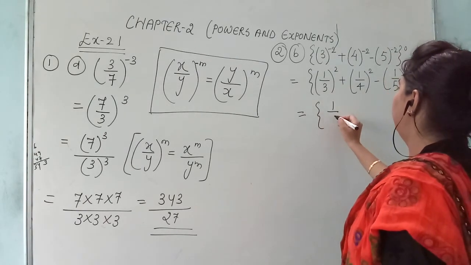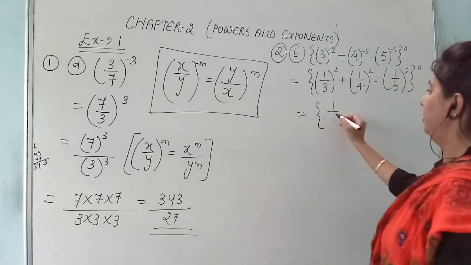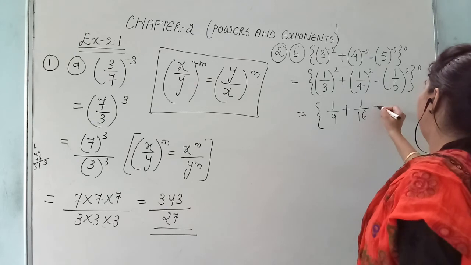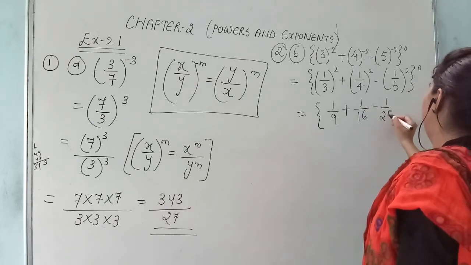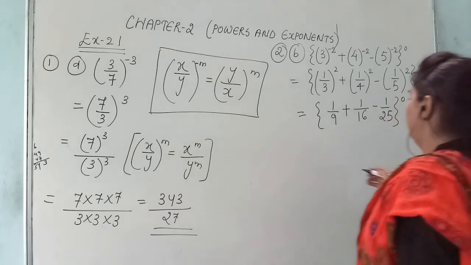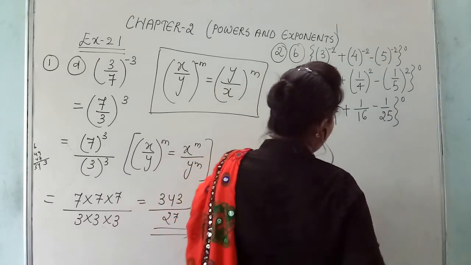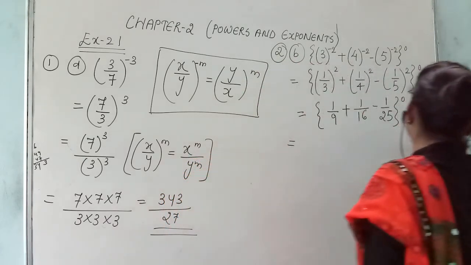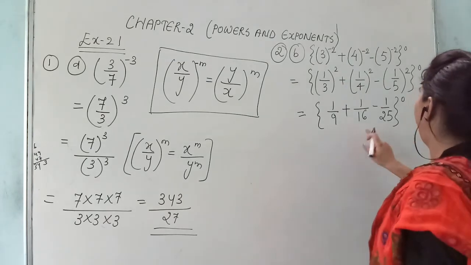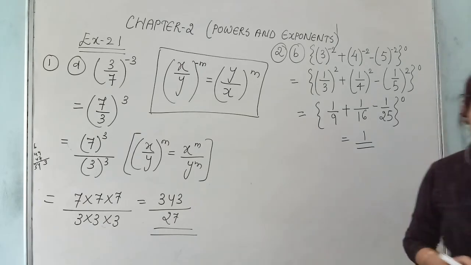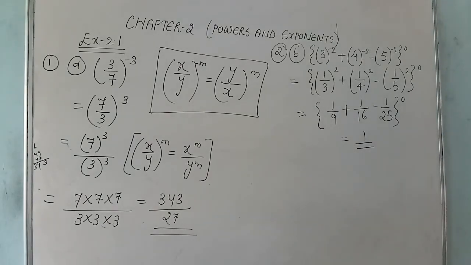1 by 3 raised to the power 2 means 1 by 9, plus 1 by 16, minus 1 by 25, whole power 0. This will be equal to, we will take the LCM here, or you can directly write it now. Any number raised to the power 0 will be equal to 1. So note down this question.